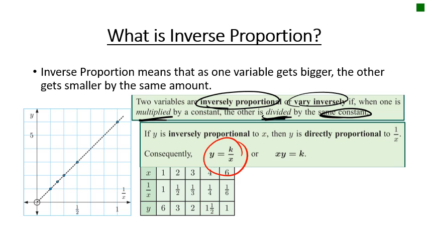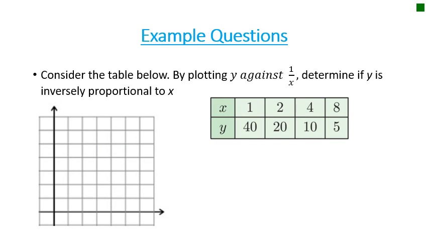And when you graph these two variables, if we graphed x versus y, then we wouldn't get a straight line. But if we graph 1 over x and y, then that's going to give us our straight line, just like we should have in direct proportion. Okay, so let's see an example question.